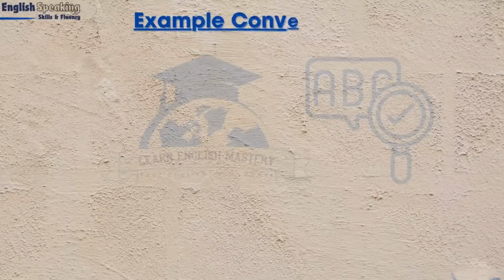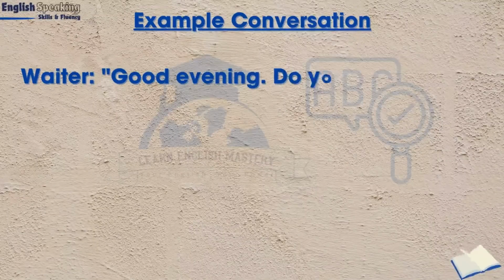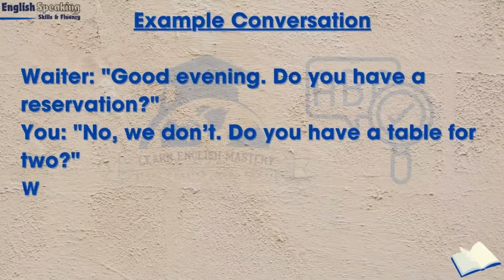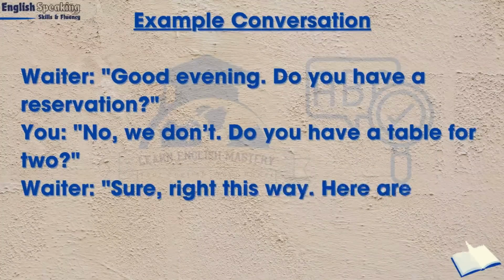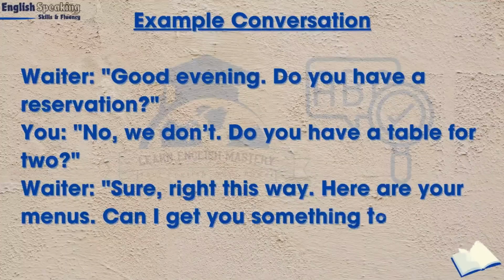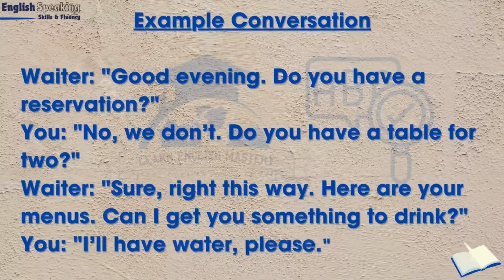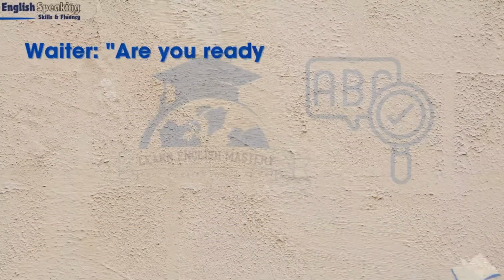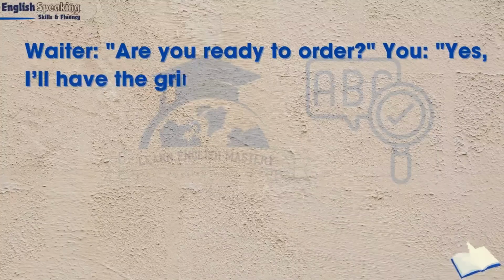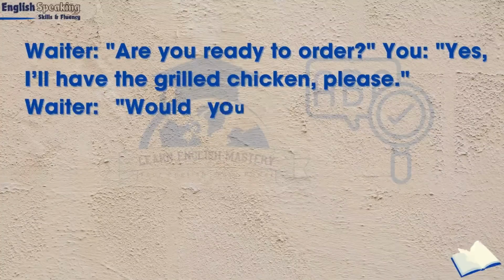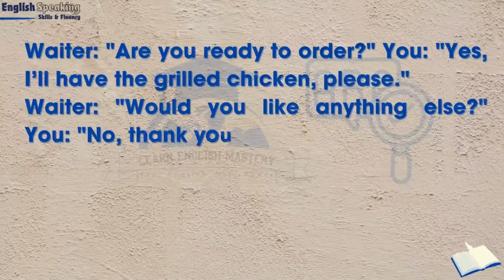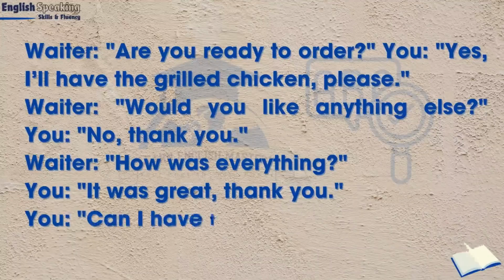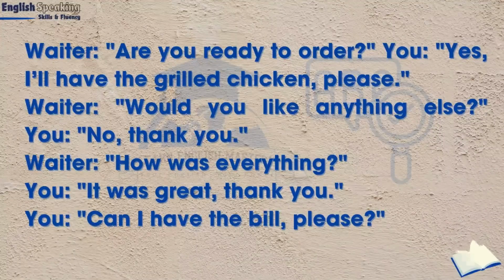Example conversation, waiter, "Good evening. Do you have a reservation?" You, "No, we don't." Do you have a table for two? Waiter, "Sure, right this way. Here are your menus. Can I get you something to drink?" You, "I'll have water, please." Waiter, "Are you ready to order?" You, "Yes, I'll have the grilled chicken, please." Waiter, "Would you like anything else?" You, "No, thank you." Waiter, "How was everything?" You, "It was great, thank you." You, "Can I have the bill, please?"